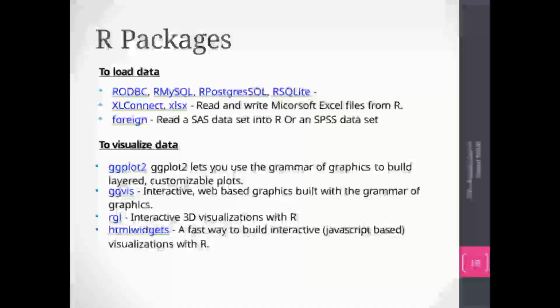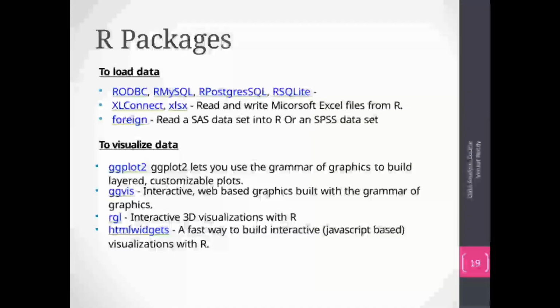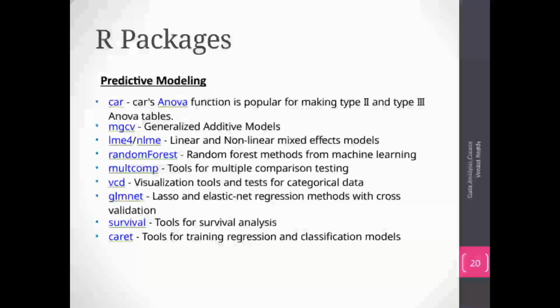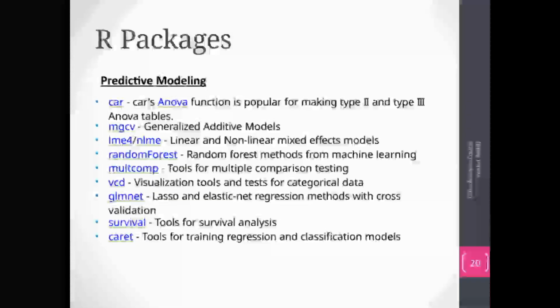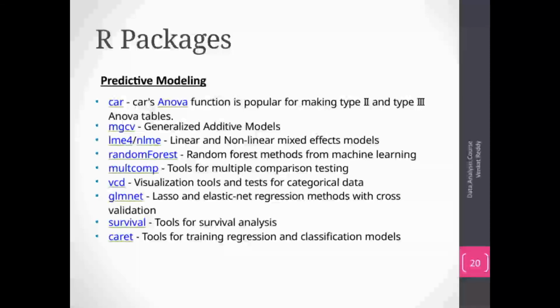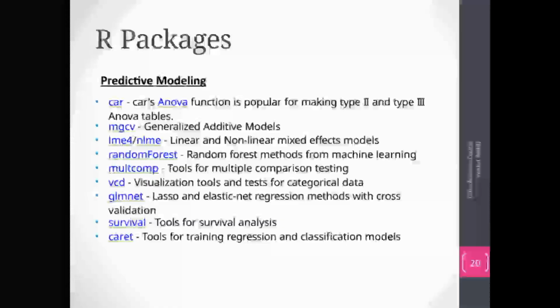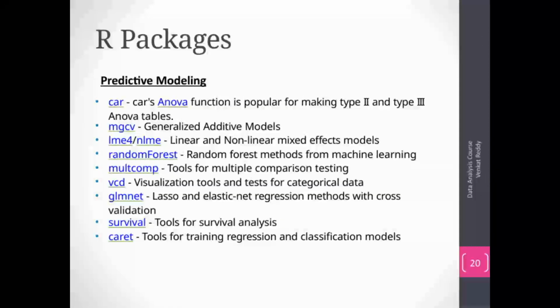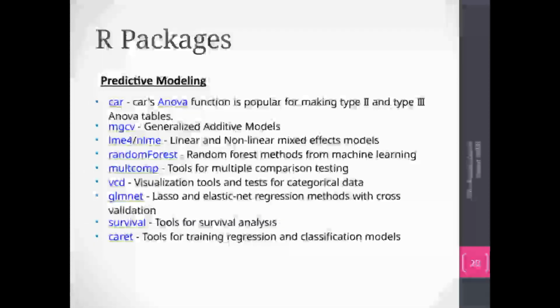Now, let's take a look at some of the key R packages used in predictive modeling. First up, we have the car package, which includes the Anova function. It's quite popular for creating type II and type III ANOVA tables, helping us understand the significance of predictors in our models. Moving on, the mgcv package specializes in generalized additive models, or GAMs, which are great for capturing nonlinear relationships in data. Next, the lme4 and nlme packages are essential for fitting linear and nonlinear mixed effects models. These are powerful when dealing with hierarchical or group data.